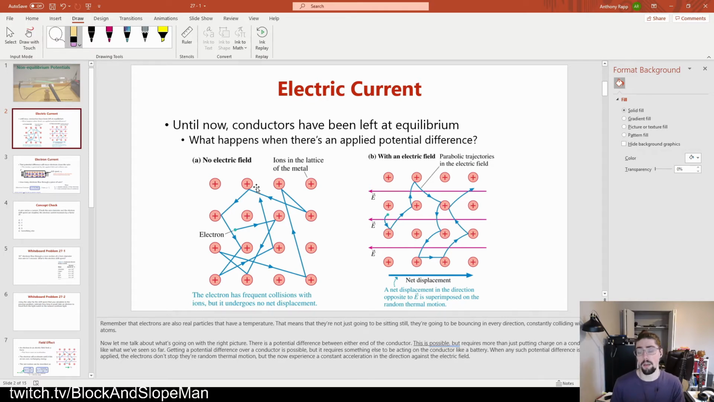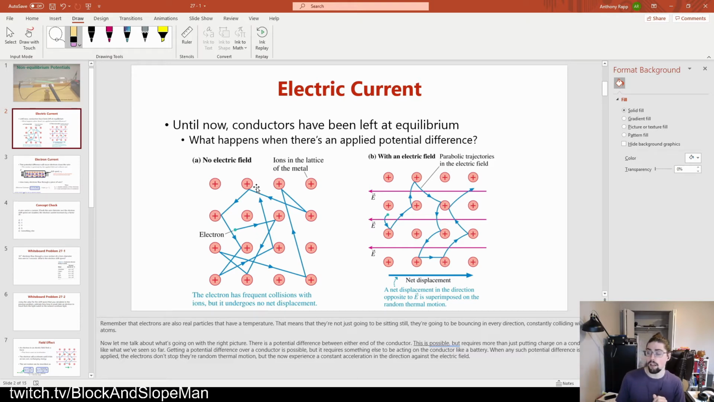So every single time we're talking about putting an excess of charge on a conductor or something else like that, that is stored on the surface to make sure that the electric field inside of the conductor is 0. But if we are not in equilibrium, if we have an applied potential difference, then we will get an electric field inside of that conductor.